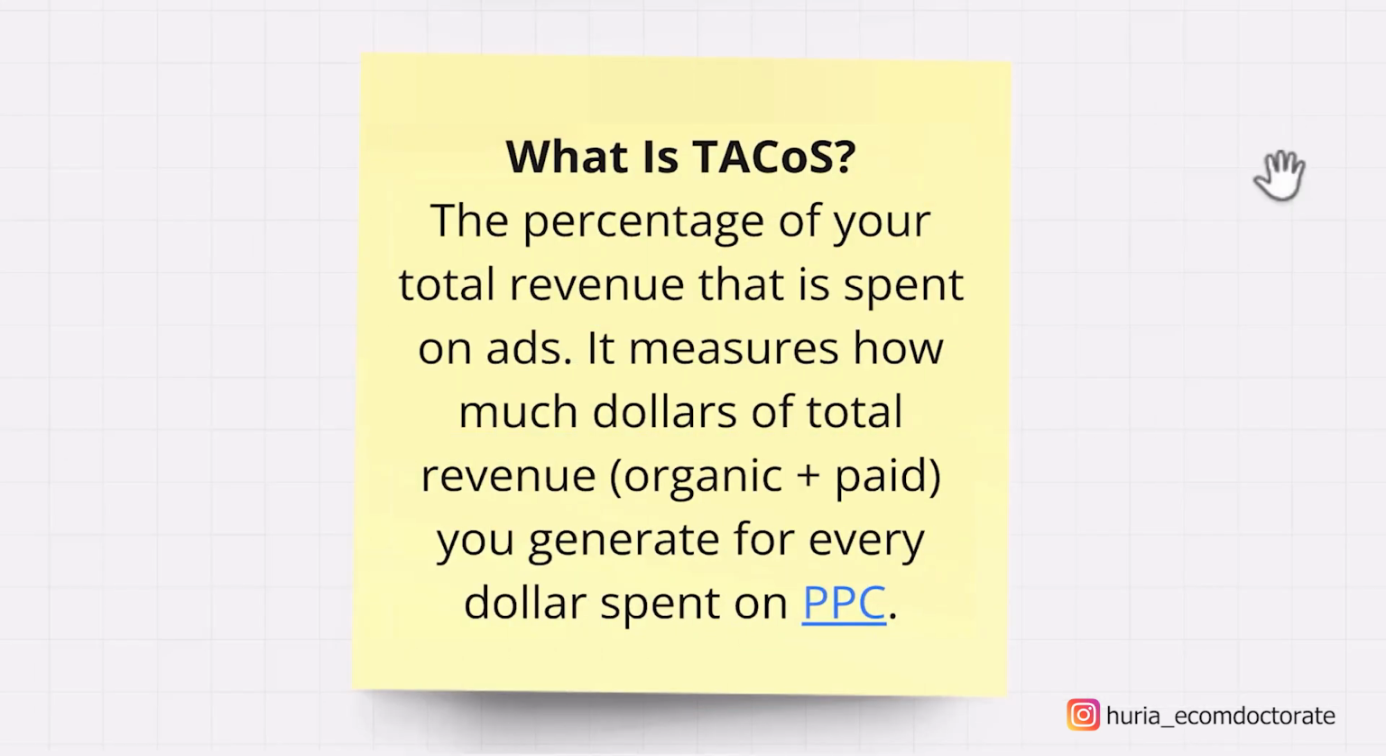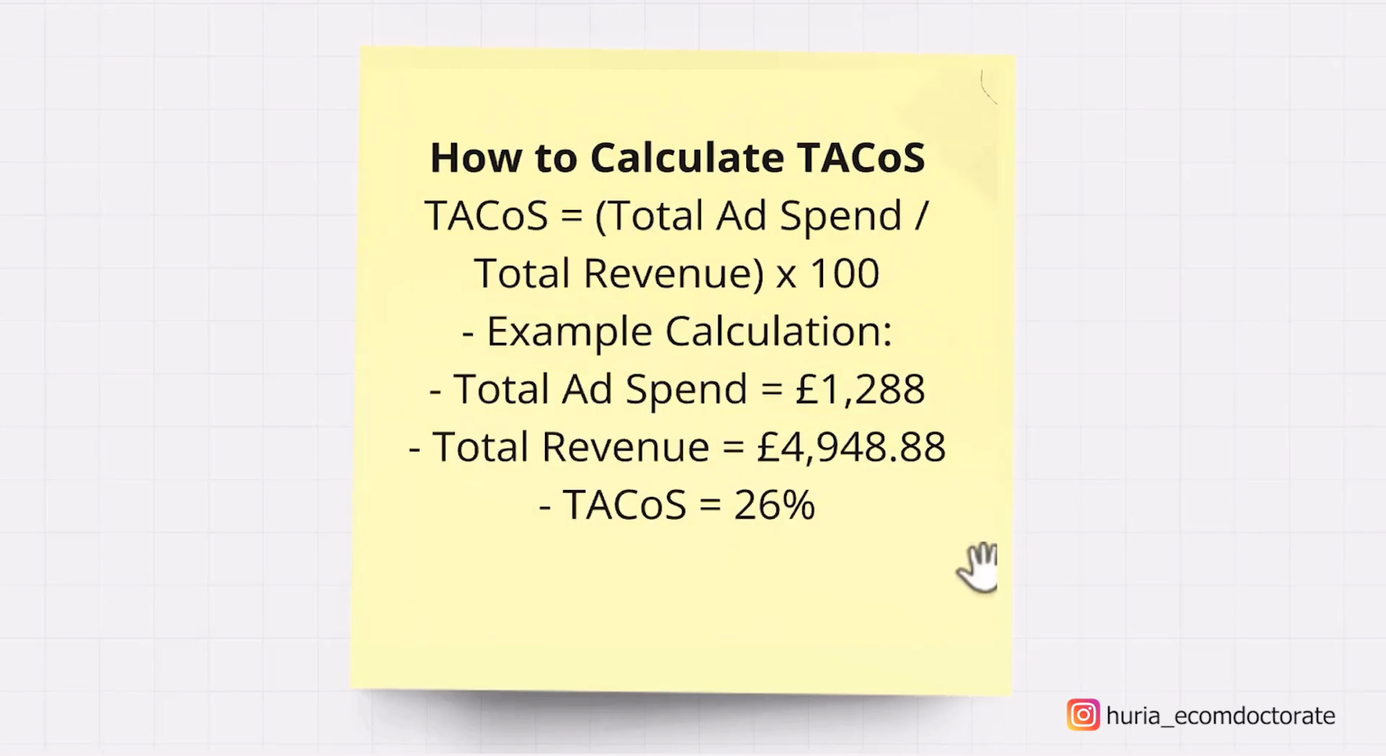So what is TACoS? TACoS is the percentage of your total revenue that's spent on ads. It measures how many dollars of total revenue, organic and paid, go to ads. So unlike ACoS, which just calculates the paid, TACoS calculates for each revenue you generate for every dollar spent on PPC. And how do we calculate TACoS?